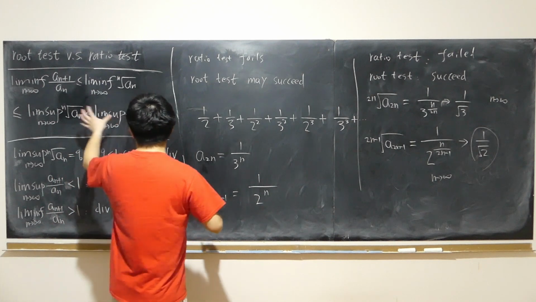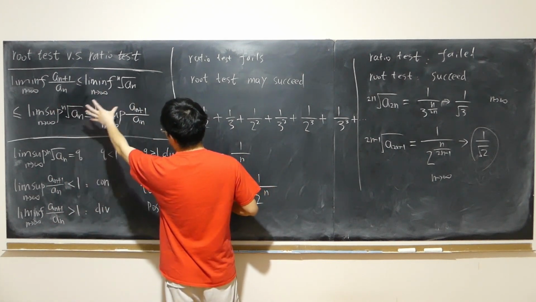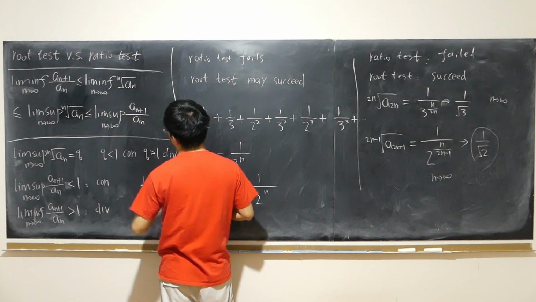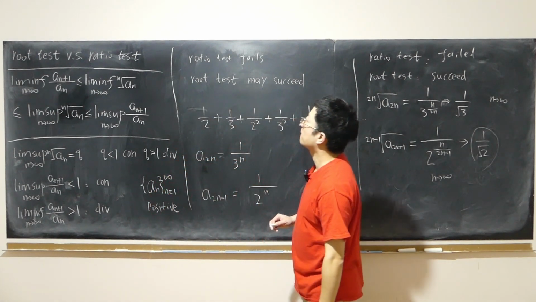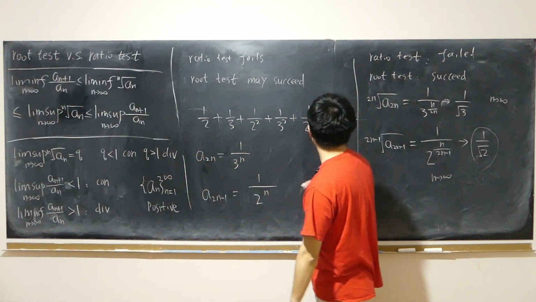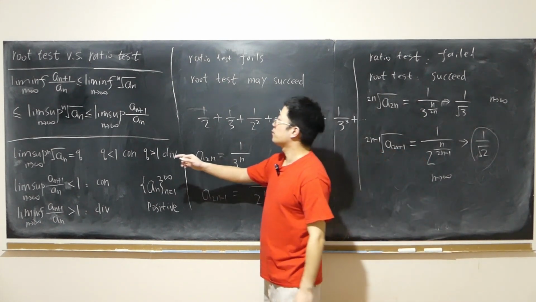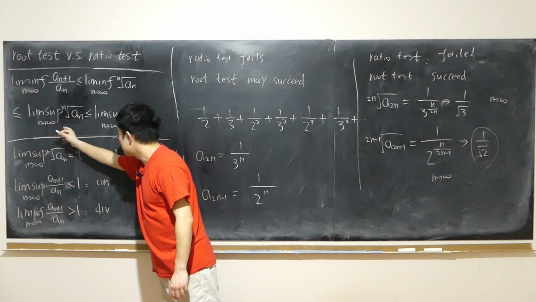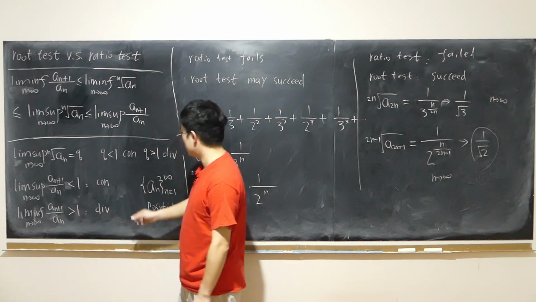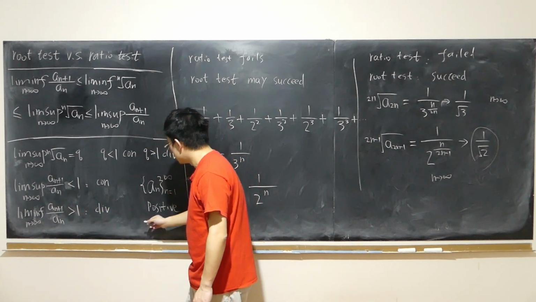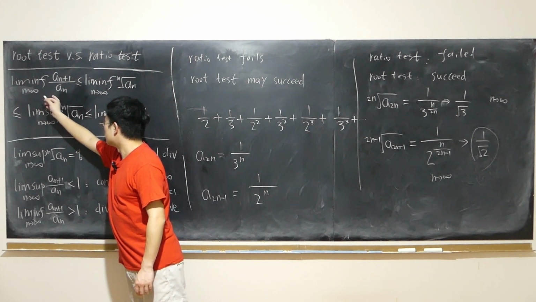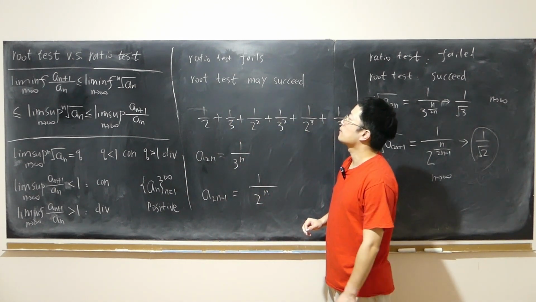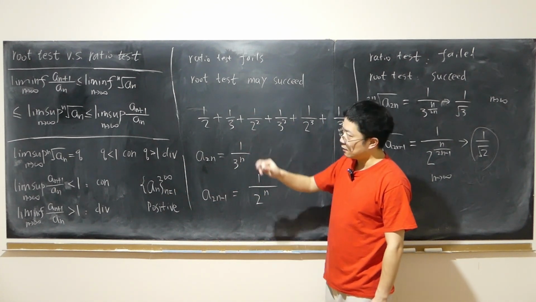But in terms of the width of applications, this is what I mean. The root test is better because every time the ratio test succeeds, the root test definitely succeeds, in terms of convergence and divergence. So the root test, in this sense, has a wider application.